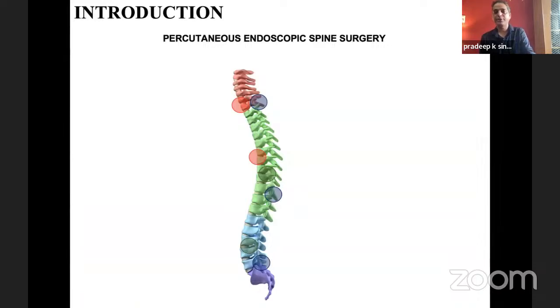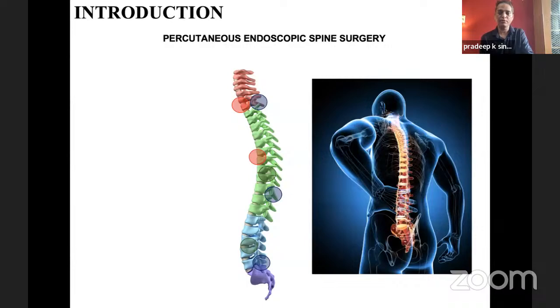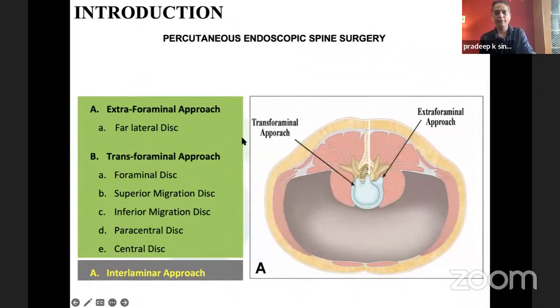Now, we have percutaneous endoscopy solutions for different pathologies, right from cervical, thoracic, anterior, posterior. Lumbar is the most widely prevalent, and we are talking mostly about lumbar pathologies. So we have approaches like the extraforaminal approach for pathologies which are outside of the foramen, which is far lateral disc, and we have the interlaminar approach for everything. We can approach every disc: paracentral, central, lateral, not far lateral, but lateral disc or foraminal disc also we can reach.